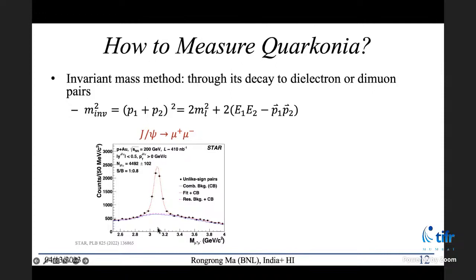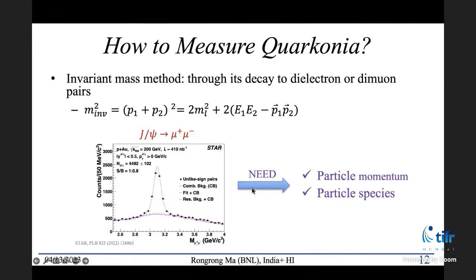Of course, we ask, why do we see a width here? Meaning we reconstruct the mass around 3 GeV, sometimes at 3.2 GeV. That's mainly due to the experimental resolution. That means if I give you a 1 GeV track, sometimes the experiment tells me it's 0.9, sometimes it tells me it's 1.1. It's never exactly 1. So that's the resolution effect. But here you can see a clear J/psi peak, which you can fit to get the J/psi yield. That's essentially how people measure J/psi experimentally.